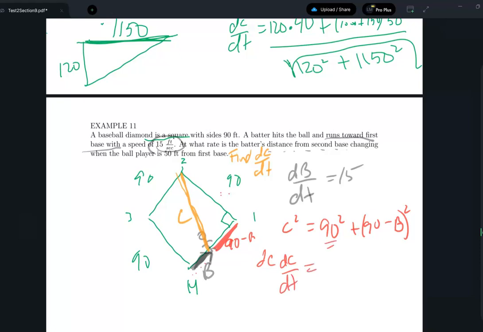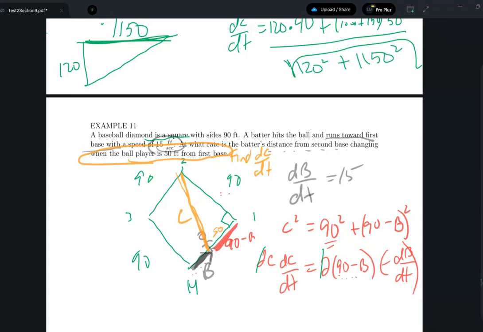Derivative of 90 squared is 0. Plus 2 times (90 minus b) to the 1 power. Taking the derivative of the inside gives me negative db over dt. So let's cancel those 2's. Oh, and I forgot to identify what the when information was. When the ball player is 50 feet from home base. So let's think about that. 50. I think that means when this is 50.